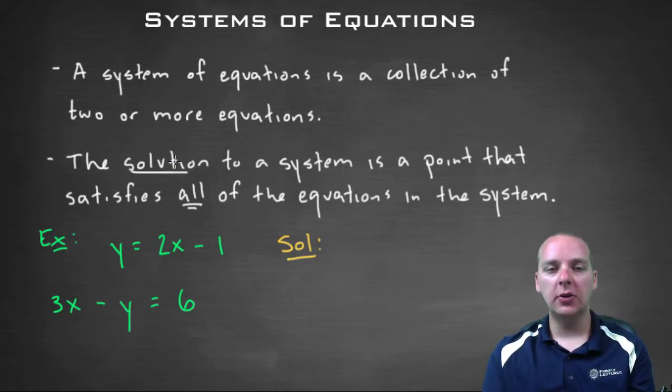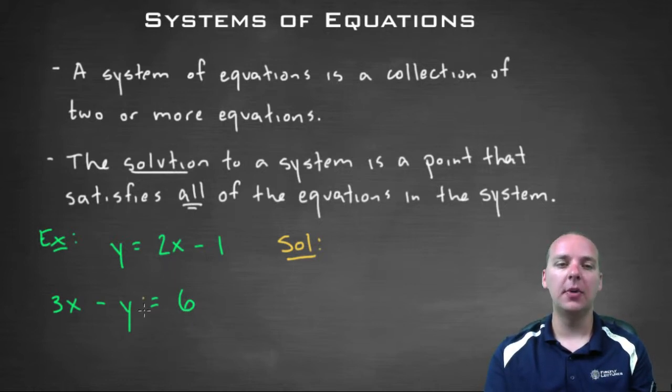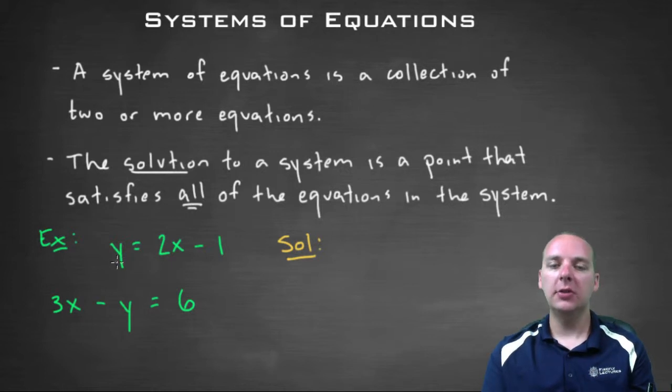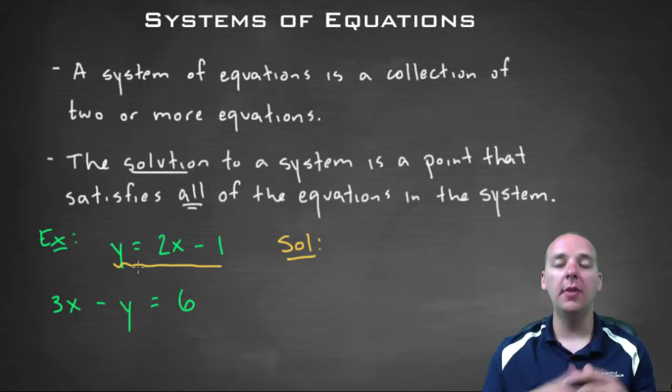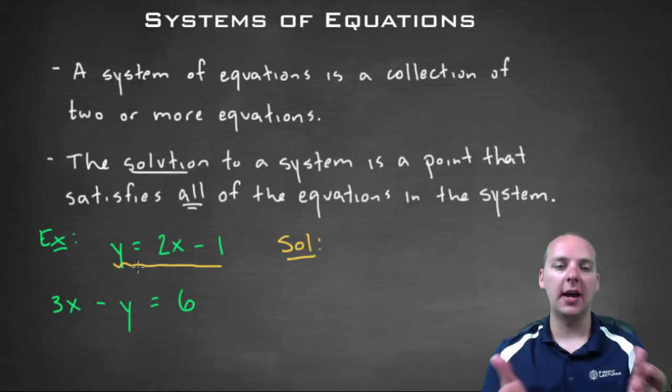So let's look through a brief example. We're not going to go into a lot of detail, but we'll illustrate what this actually means. Let's take the system y = 2x - 1 as one equation and 3x - y = 6 as another equation. Together this makes a system of equations. Let's first look at just the first equation and ignore the second one for a moment: y = 2x - 1.